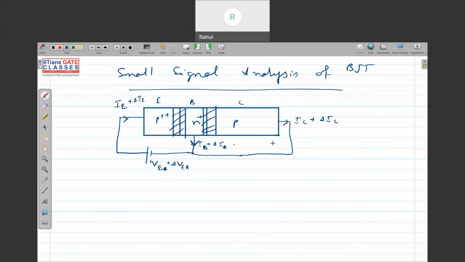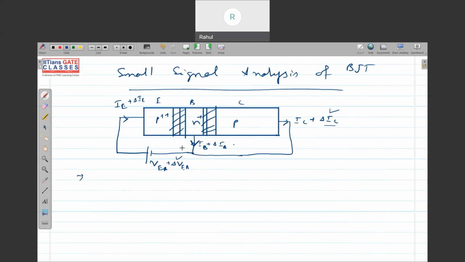So how does the amplification take place? The first step is to relate what is the change in collector current if there is a change in emitter base voltage. If you can establish a relationship between the change in input base to emitter voltage and the change in collector current, we can know how the amplification takes place. So the first step is to relate del IC to del VEB.